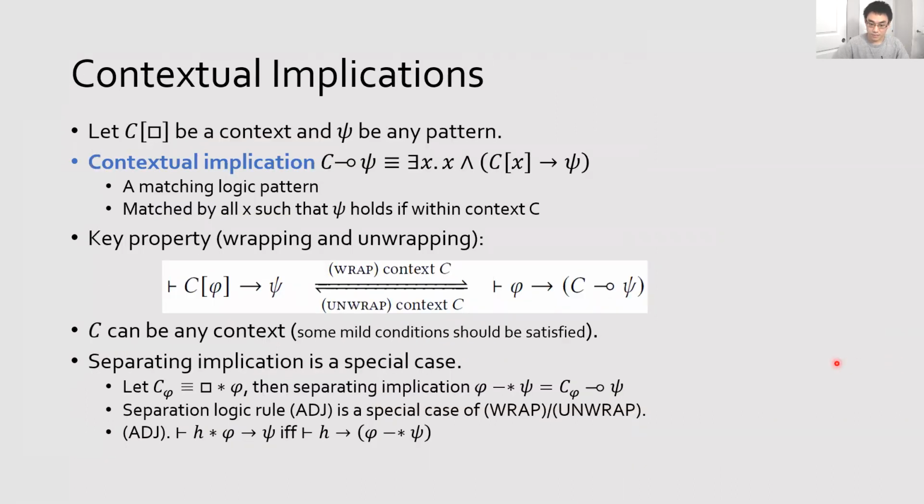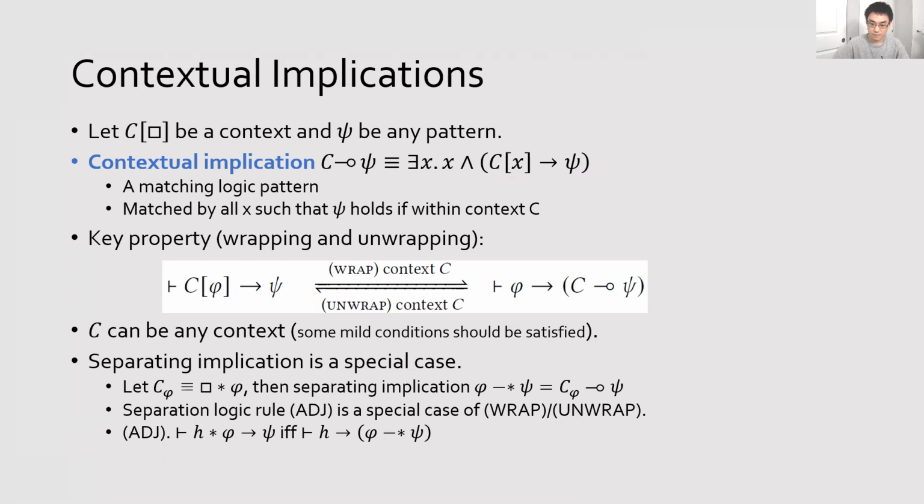Contextual implication is a main contribution in our work. It gives us a systematic way to handle all contexts. Formally, let C be a context and psi be a pattern that represents a property we want to satisfy. The contextual implication is defined by this matching logic pattern, whose semantics is the set of elements X such that C of X implies psi holds. In other words, X satisfies psi if within context C, and this is why we call it contextual implication.